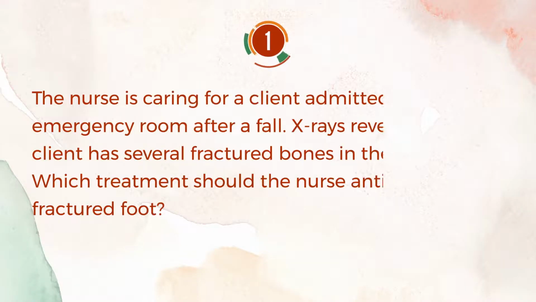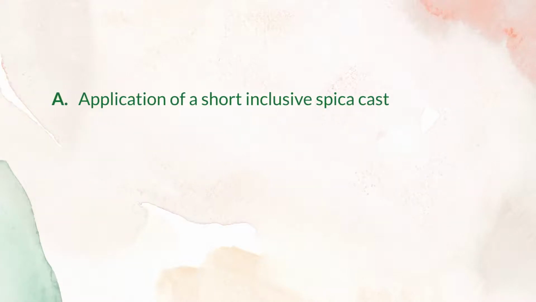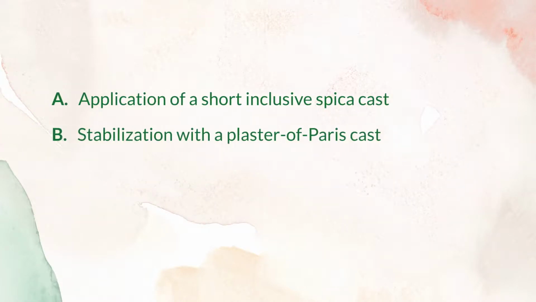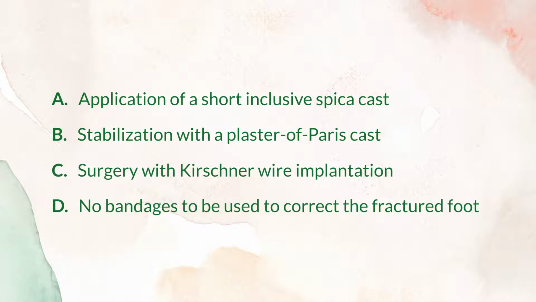Number 1. The nurse is caring for a client admitted to the emergency room after a fall. X-rays reveal that the client has several fractured bones in the foot. Which treatment should the nurse anticipate for the fractured foot? A. Application of a short inclusive spica cast. B. Stabilization with a plaster of Paris cast. C. Surgery with Kirschner wire implantation. D. No bandages to be used to correct the fractured foot.